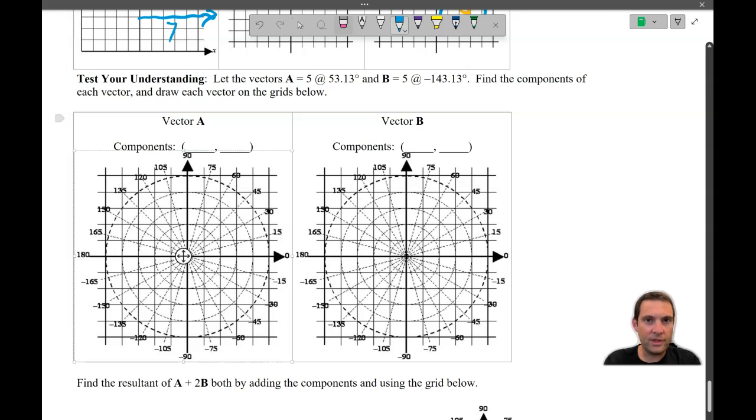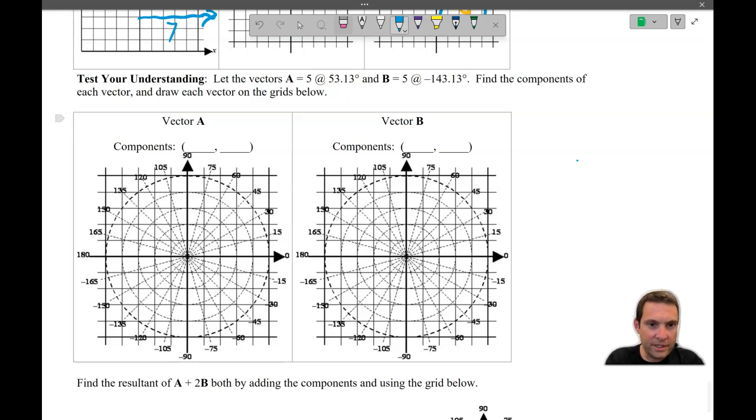So remember from the PowerPoint, these rings represent the magnitude. So 5 at 53 degrees. 1, 2, 3, 4, 5. All right, so all the way. There's vector A. Vector B is 5 at negative 143.